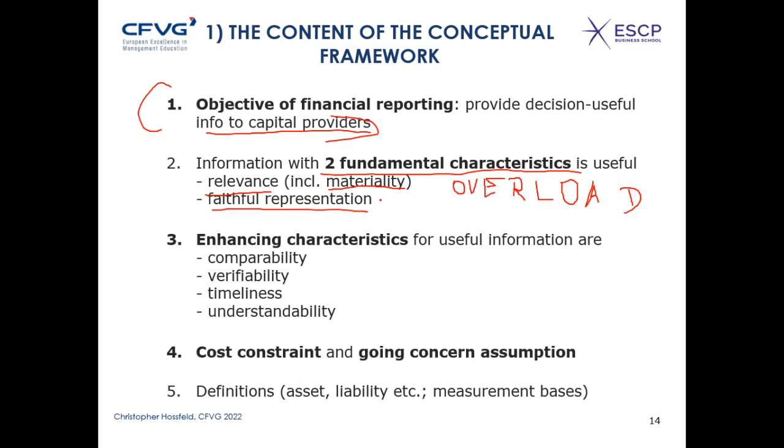And the second fundamental characteristic criterion is faithful representation. Also very important. And what does it mean? That means the accounting information should reflect, that's important, the economic reality of things. It's the economic reality that is important, not any other reality, not, for example, the legal reality of transactions.